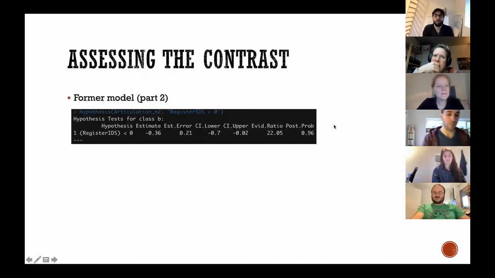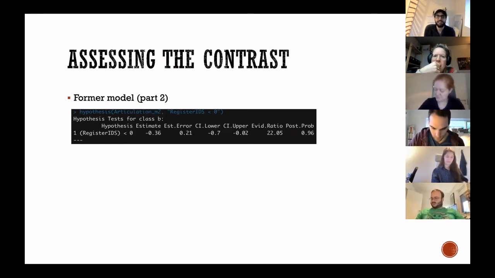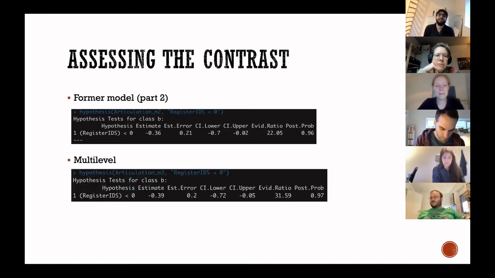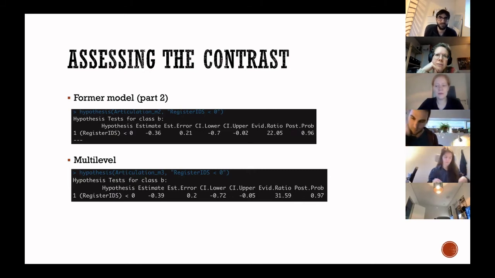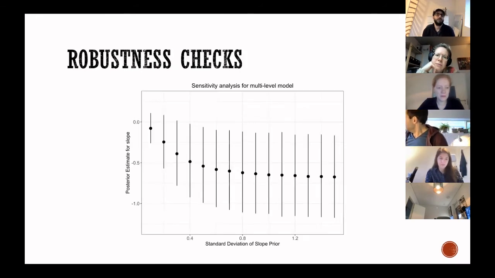So we want to assess the contrast, right? We've seen in the former model that the estimate was about minus 0.36 and the estimated error was 0.121. When we do the multi-level model, what we get is a slightly higher, slightly more confident estimate. It's minus 0.39 with a standard error of 0.2, right? Nothing reliably different, but it seems it shrunk a bit its estimate, right?